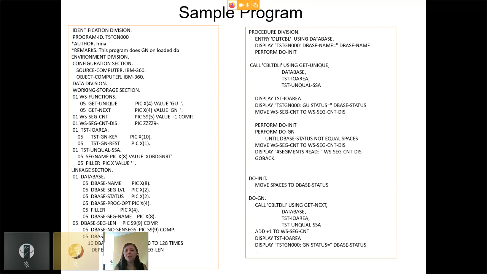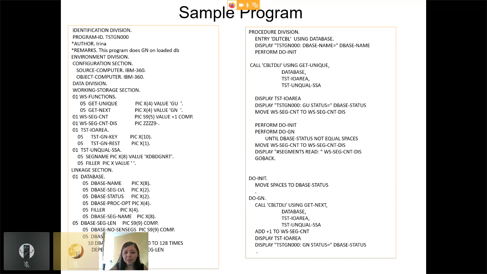Okay, so let's take a look at the actual program. The first thing it does to traverse the database, and the data is already preloaded in the database, is a get unique using an unqualified SSA. By unqualified SSA, I mean there is no key provided. All it provides is a segment name. You provide a PCB, and the function is get unique, which is GU. It's got the IO area, so the data will be retrieved into the TST IO area, which you define based on the data that you're getting back, the fields, and you give it an unqualified SSA for the segment that you need. That will give you the first segment of the database.